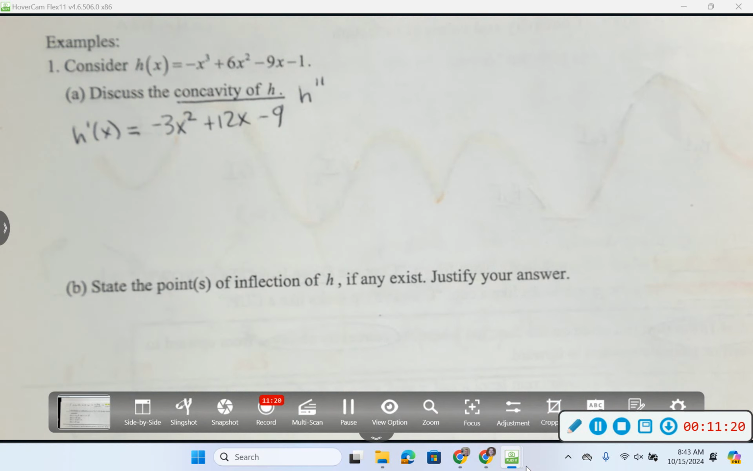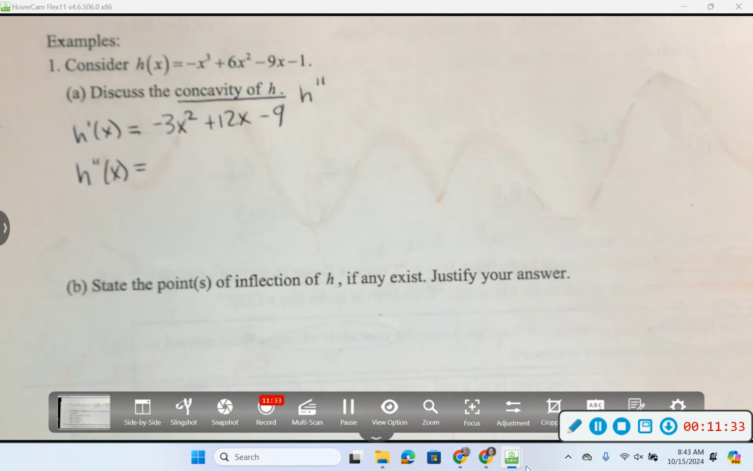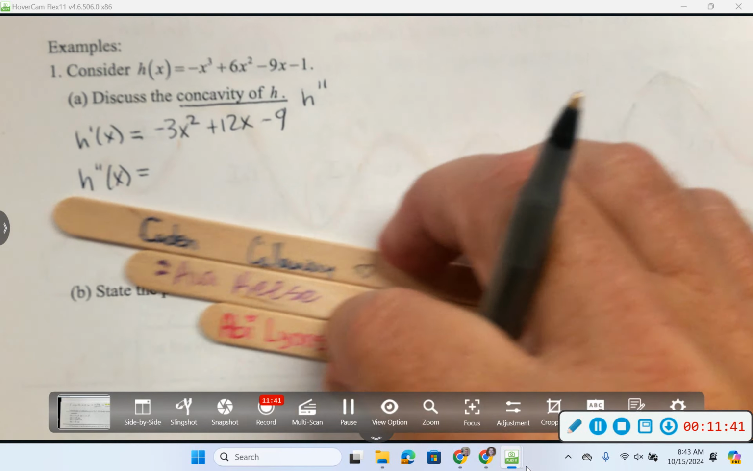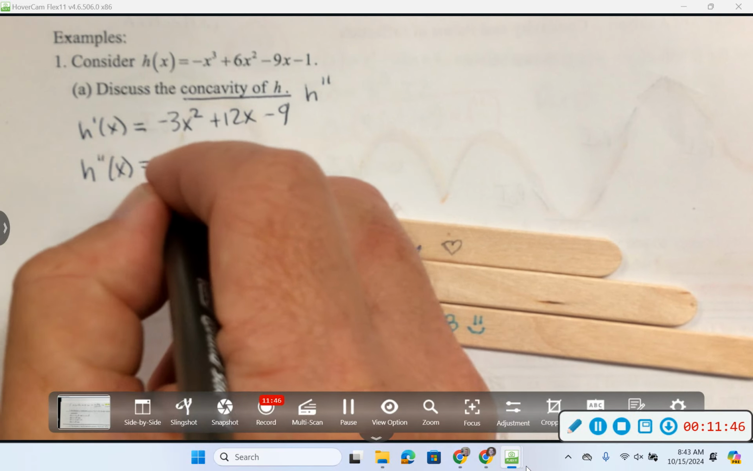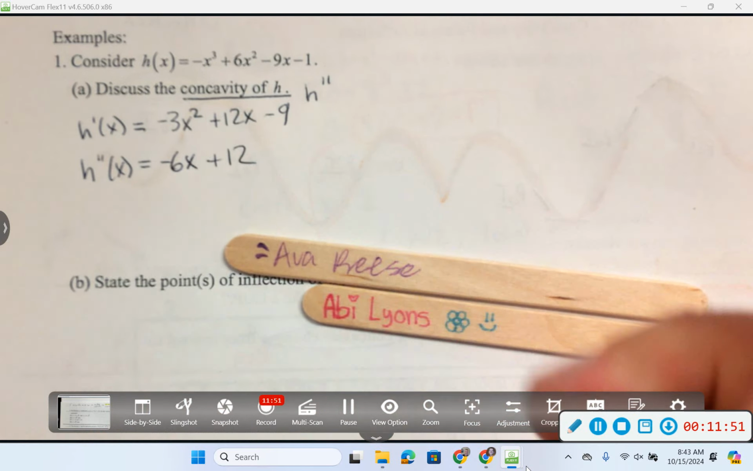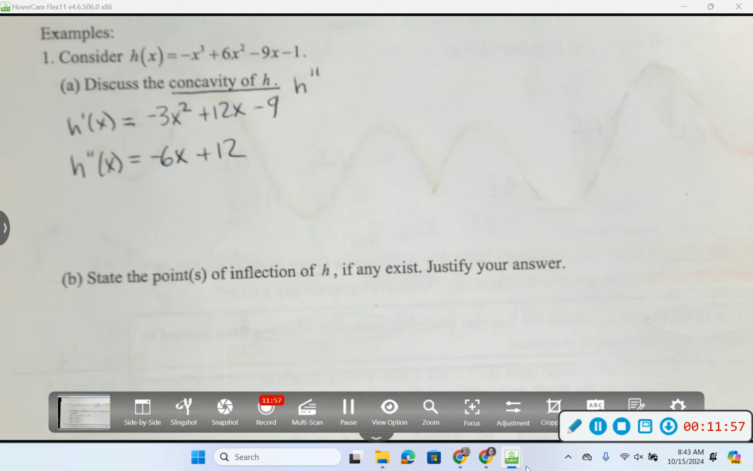Okay. Yesterday we would pause here, set that equal to 0, put it on the number line, increasing, decreasing, maxes and mins. Today we're going to do a second derivative, which is nice for a polynomial because things get easier as we go here. So we've got 3 terms there. Caden, how about the derivative of negative 3x squared? Negative 6x. Ava, the derivative of 12x plus 12. And Abby, the derivative of negative 9, 0. Okay, so there's our second derivative.